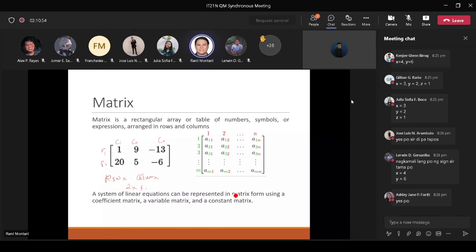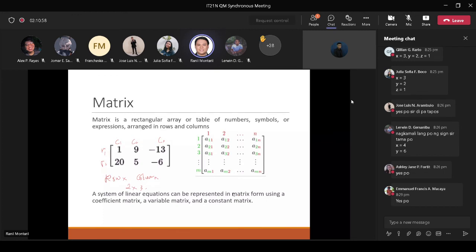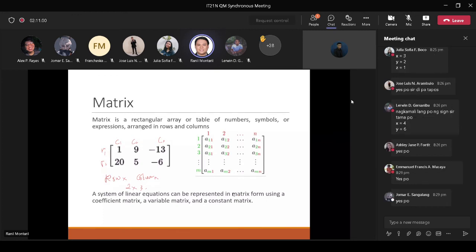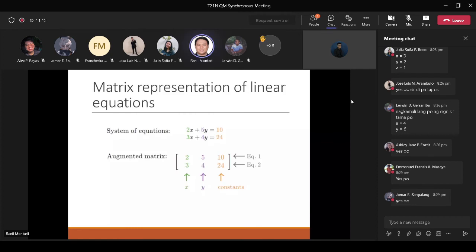So there are two types of representation of systems of linear equations using matrix. Number one is the augmented matrix, no. In which, for example, you were given this kind of equation, which is 2x plus 5y is equal to 10, and then 3x plus 4y is equal to 24.